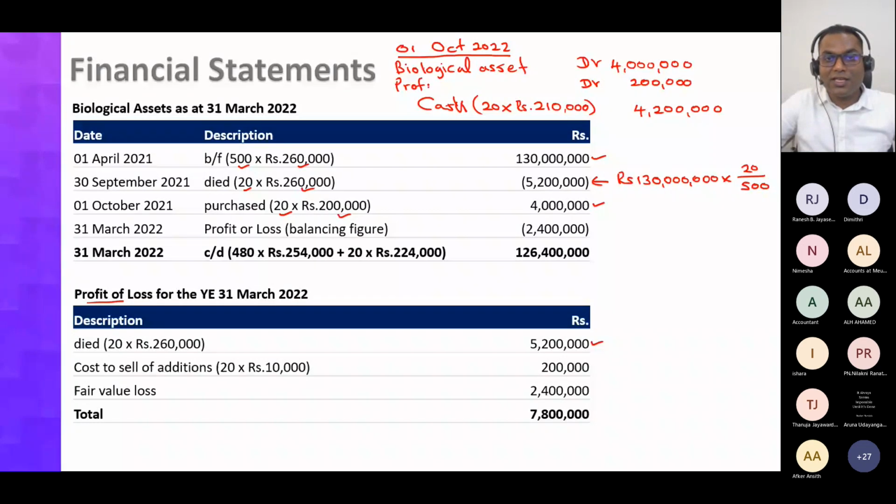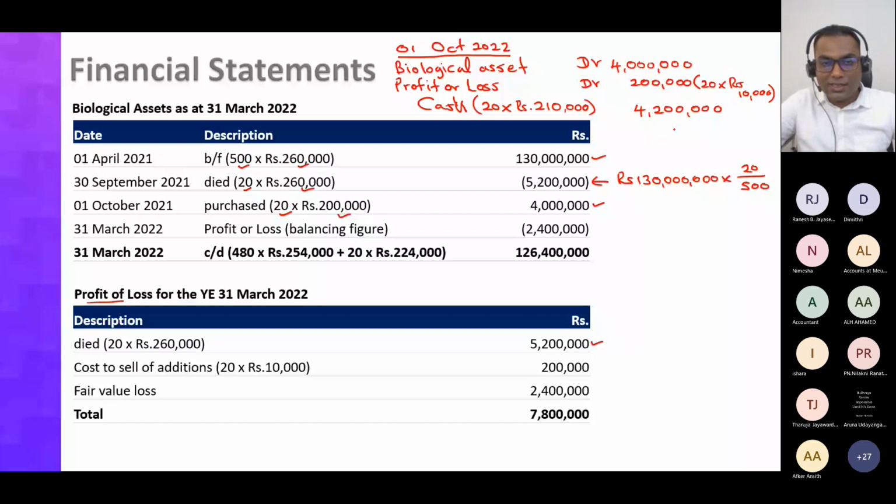Profit or loss. You see, at the time of initial recognition of the biological asset, the amount of the cash paid is more than the fair value less cost to sell. So in other words, this 200,000 is the cost to sell, right? Because for each cow, 10,000 selling cost. 20 cows, selling cost is how much? 10,000. How much is the answer? 200,000. So the selling cost is immediately charged to the profit and loss at the initial recognition of the biological asset when you purchase the biological assets.